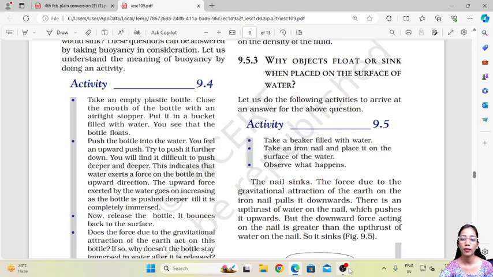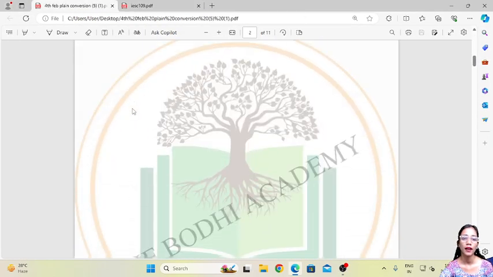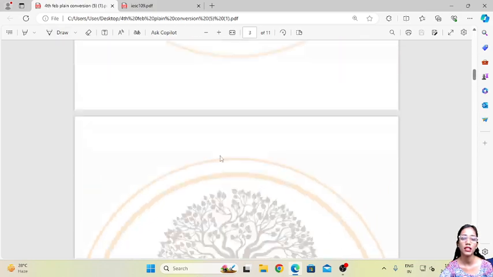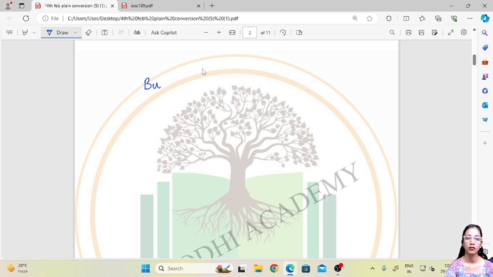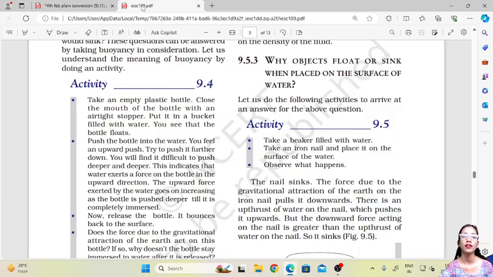When we were talking about buoyancy, we had studied what it is. We had understood that buoyancy is nothing but the upward thrust which an object experiences when placed in water. Of the fluids, that is meant by buoyancy.